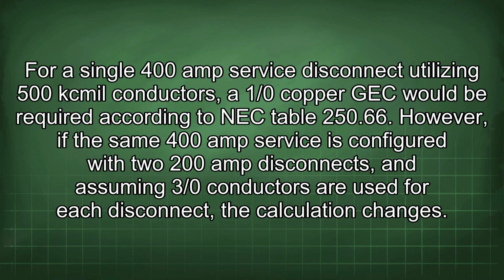For a single 400 amp service disconnect utilizing 500 kcmil conductors, a 1/0 copper GEC would be required according to NEC table 250.66. However, if the same 400 amp service is configured with two 200 amp disconnects, and assuming 3/0 conductors are used for each disconnect, the calculation changes.